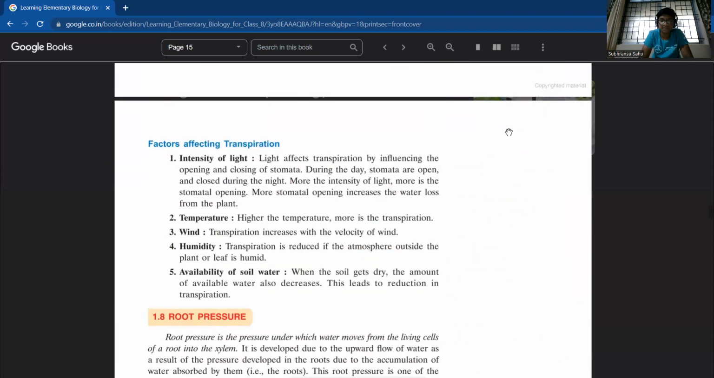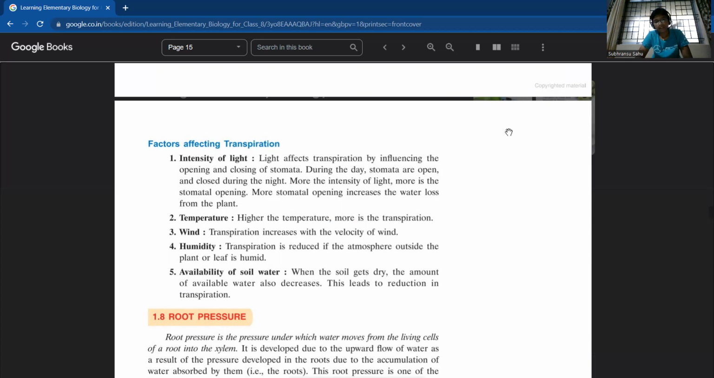Factors affecting transpiration. The factors affecting transpiration are intensity of light. Light affects transpiration by influencing the opening and closing of the stomata. During the day, the stomata are open, which means when sunlight is falling on the stomata, they are open, but during the night, since there's no sunlight, they are closed. So the more intensity of the light, the more the stomata are open.